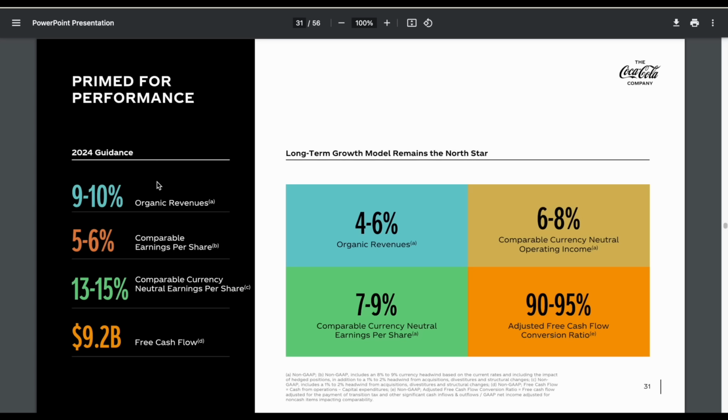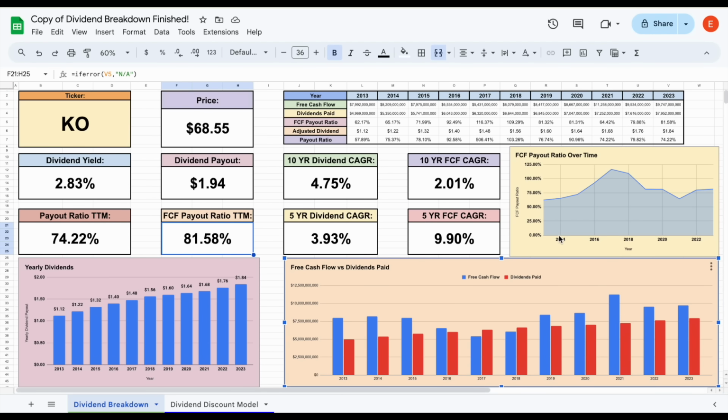They expect organic revenues to grow at about 9 to 10%, which is actually quite a bit larger than I would have originally anticipated. Comparable earnings per share at about 5 to 6%. Comparable currency neutral earnings per share, 13 to 15%. And then they expect free cash flow at $9.2 billion. Again, if we jump back over to that dividend breakdown sheet, we can see in 2023, free cash flow was sitting at about $9.74 billion, so they're actually projecting it a little bit lower, but what we can see is their projected free cash flow should still cover their dividend payments.